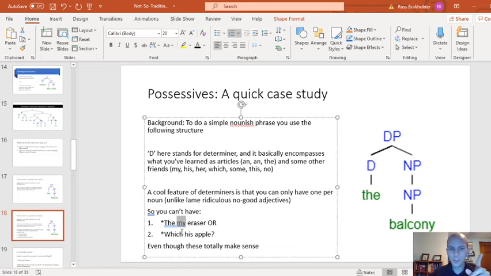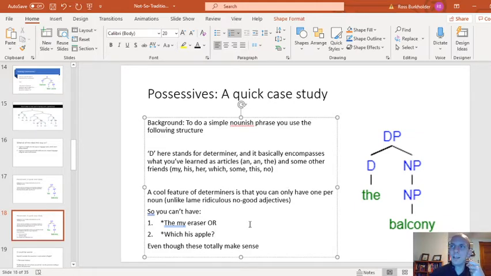You cannot have both. So again, here's another example. Which his apple? Stop here. I want you to stop and think about this sentence. Which his apple? What's wrong about this sentence? This is a weird mental exercise that I'm asking you to do, to think about what about this sentence is wrong.